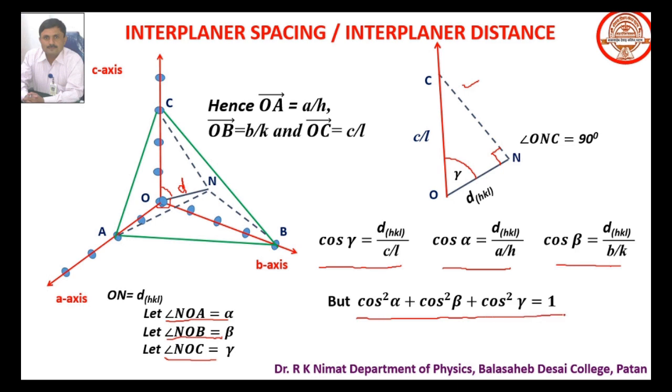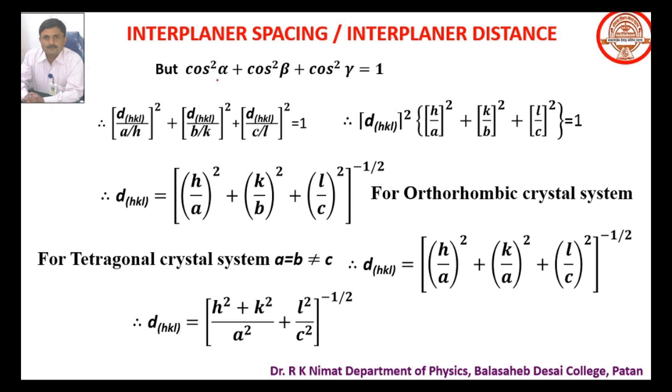is equal to 1. So if we put the values of cos alpha, cos beta and cos gamma, you will get this equation as (d divided by A by H) whole square plus (d divided by B by K) whole square plus (d divided by C by L) whole square is equal to 1. And if you take d square as common, you will get the equation as d_hkl square into bracket (H by A) square plus (K by B) square plus (L by C) square is equal to 1.